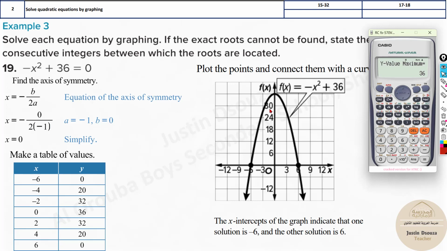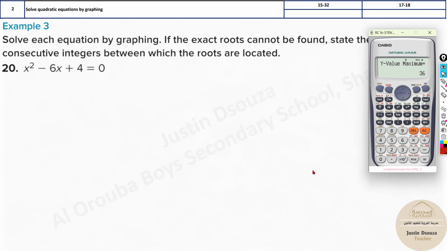There you go. Because it's very easy to see in a graph. When you plot this, you can easily find the answer. Minus 6 has a y value of 0 and 6 has y as 0. That means they are the x-intercepts and they are the solutions.